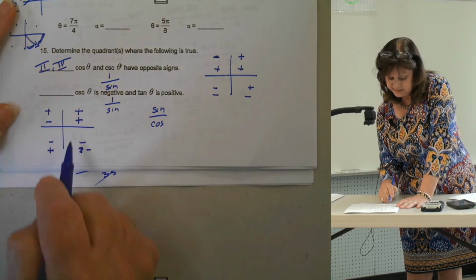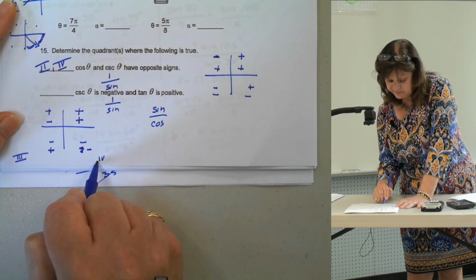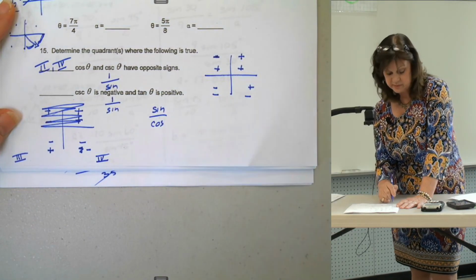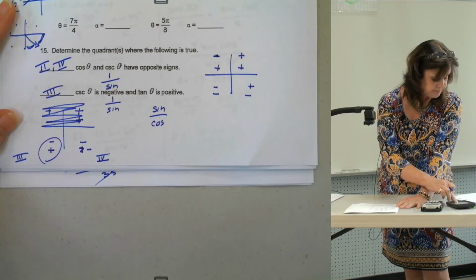All right, well that now restricts me to quadrant 3 and quadrant 4. And tangent is positive, only quadrant 3.